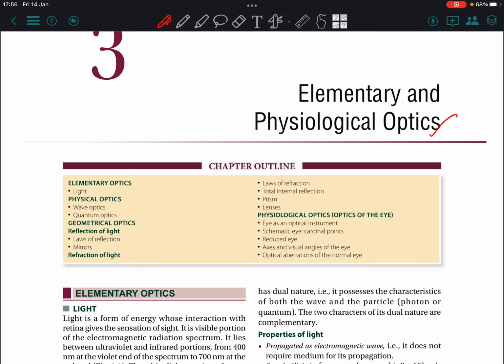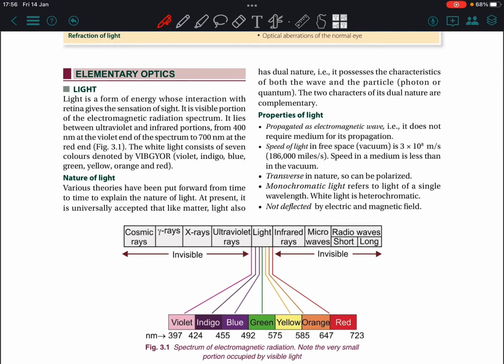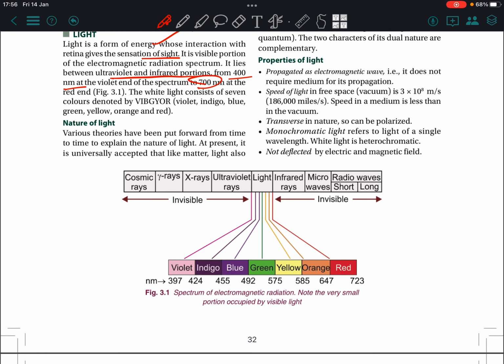Elementary and physiological optics. Light, this is a general chapter, so we'll move first. Light is a form of energy whose interaction with the retina gives the sensation of sight. It lies between the ultraviolet and infrared portions, from 400 nanometer at the violet end of the spectrum to 700 nanometer at the red end.